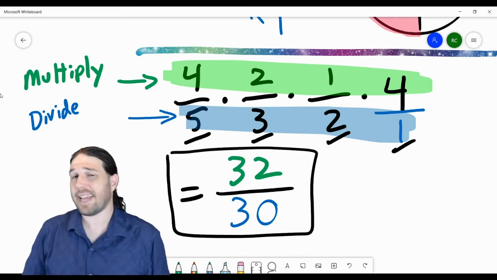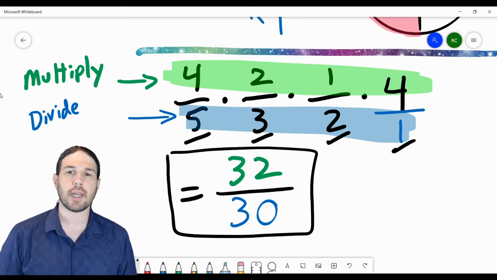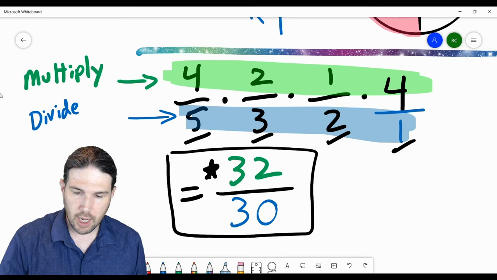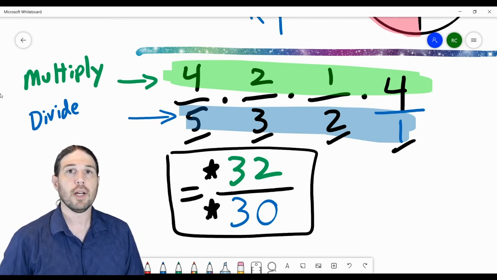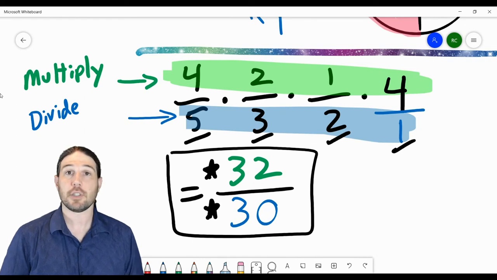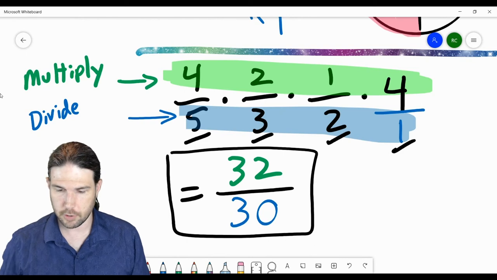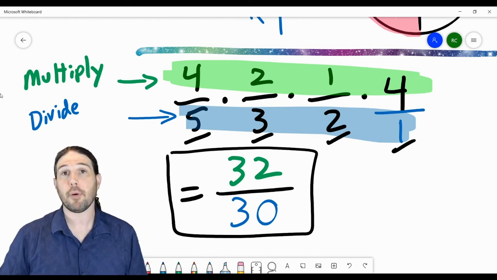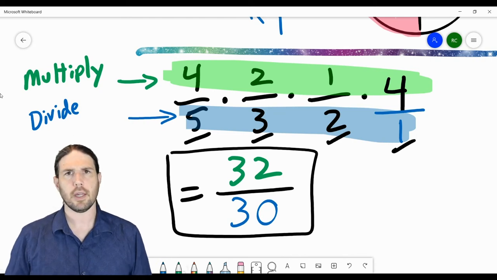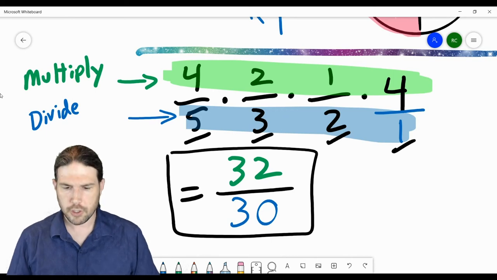Now, this is a valid answer, but a lot of teachers are going to ask you to put your fractions in what's called simplest form. Essentially, you don't want the top and the bottom numbers to both be divisible by the same thing. You want to divide out as much as you can in order to get the smallest fraction possible. So what we're going to do is notice that both 32 and 30 are divisible by 2, right? They're both even. Now, watch carefully.